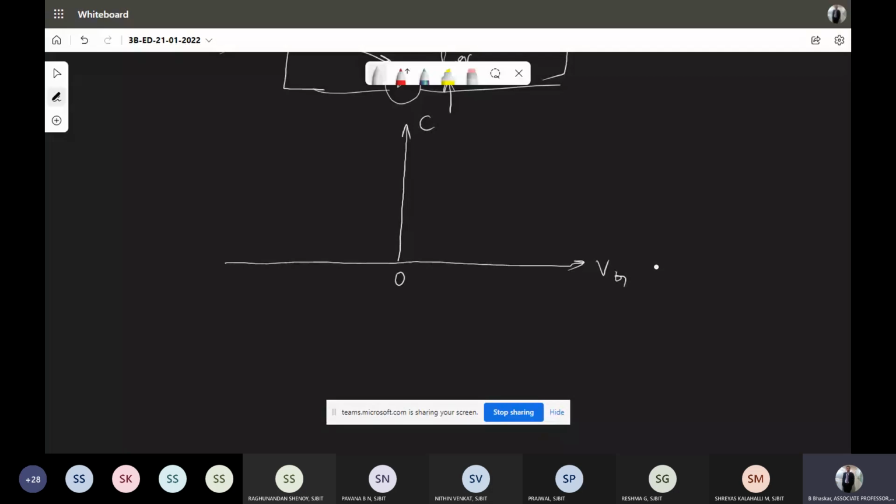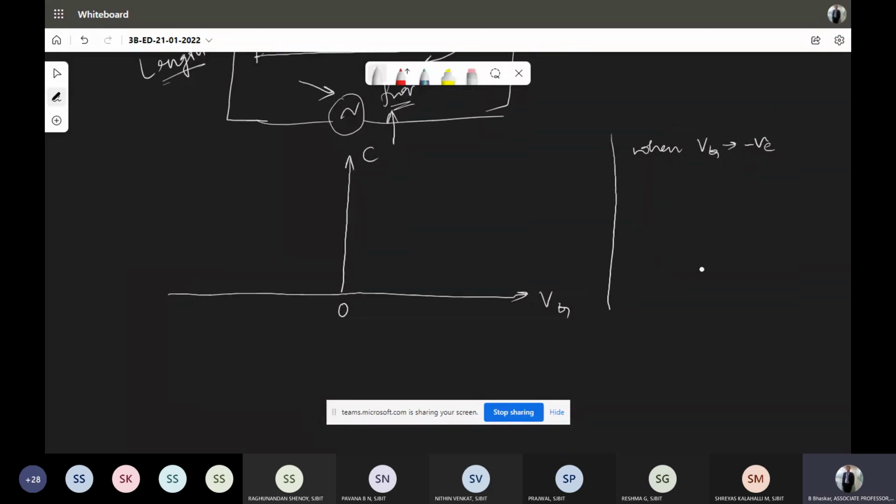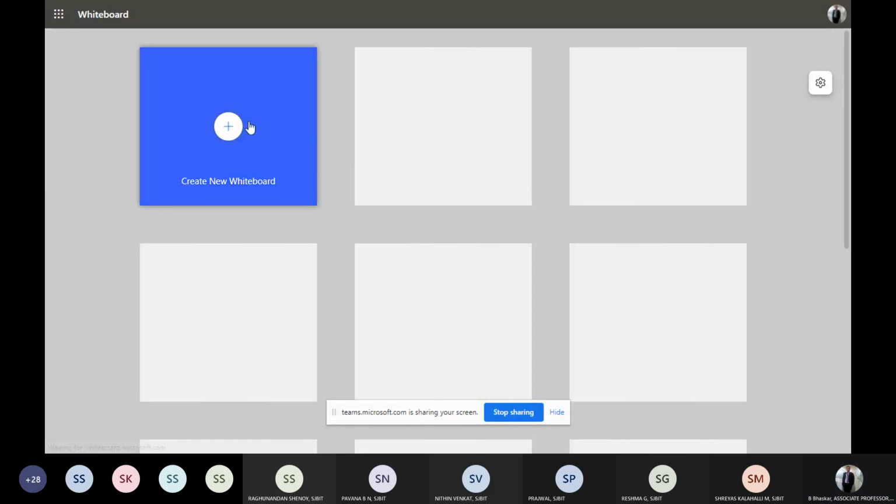When gate voltage is negative, tell me, in what operating condition will the MOSFET be when VG is negative? Accumulation.